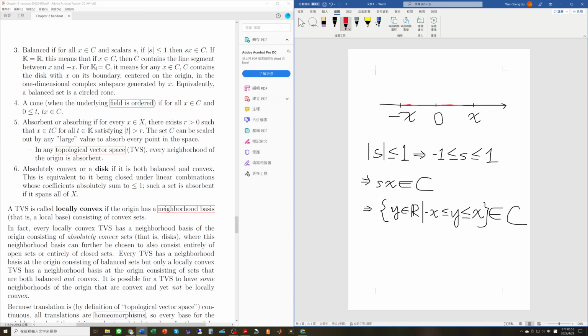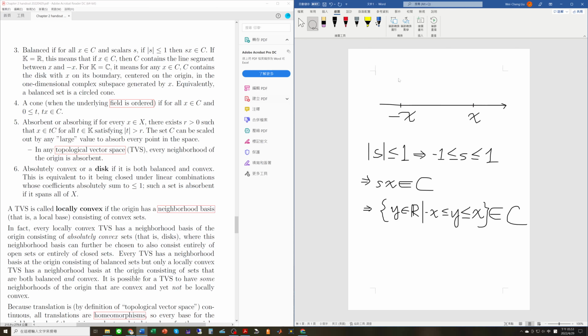For K equal to C, that is, K is the set containing all complex numbers, it means that for any x in C, C contains the disk with x on its boundary, centered on the origin in the one-dimensional complex subspace generated by x. Let us see what this means.